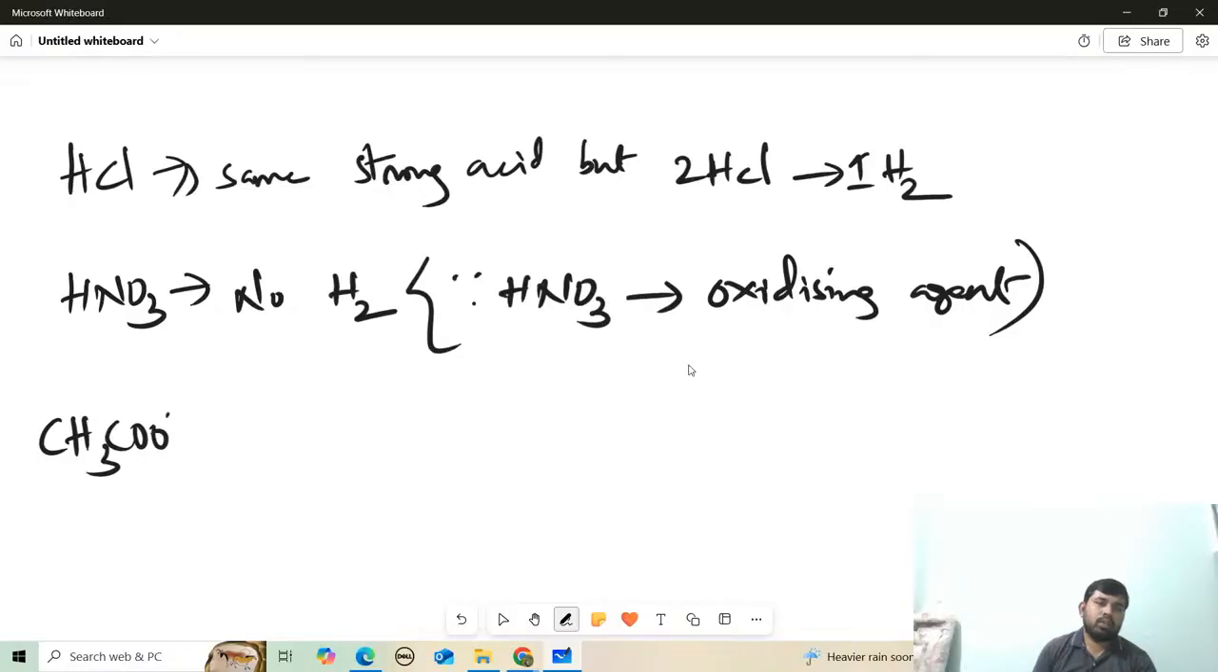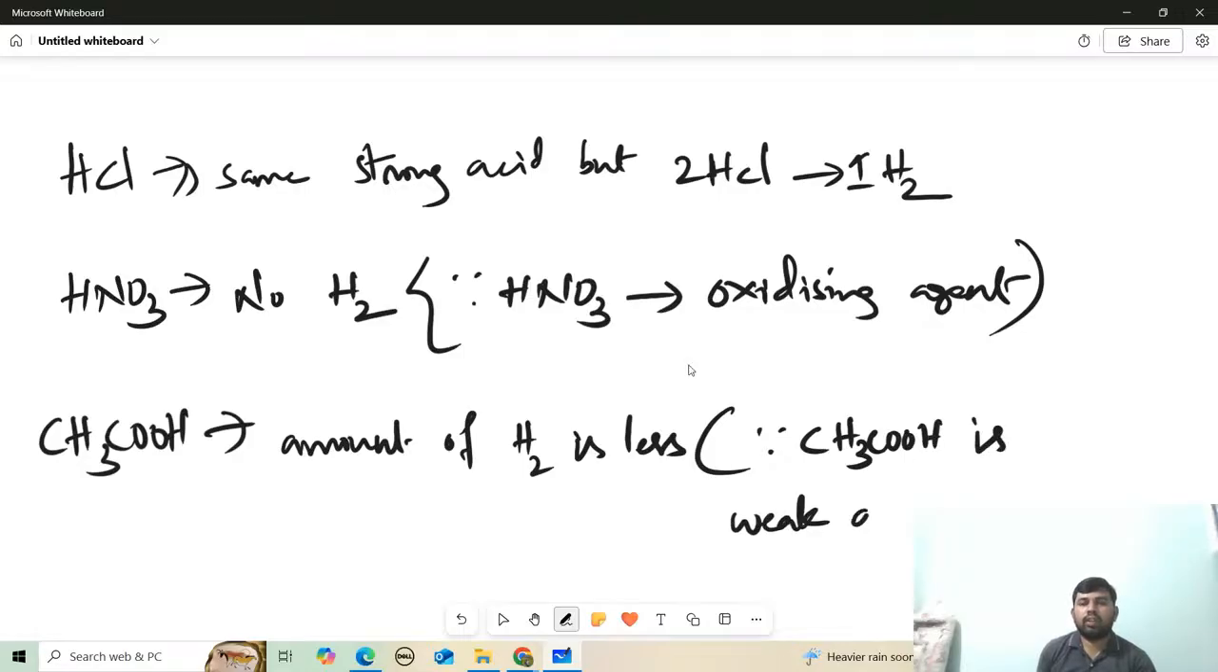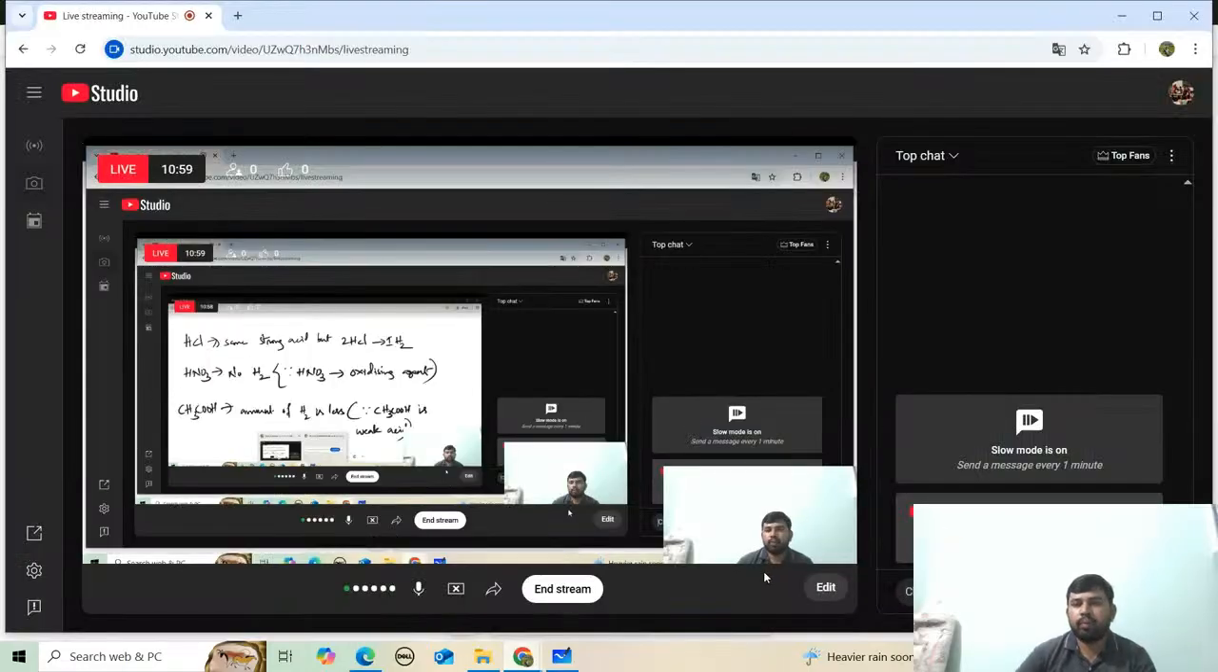In case of CH3COOH, what happens here? Here also the amount of H2 gas is less, because CH3COOH is a weak acid. Okay, just remember. These are the important things that you should understand with that activity.